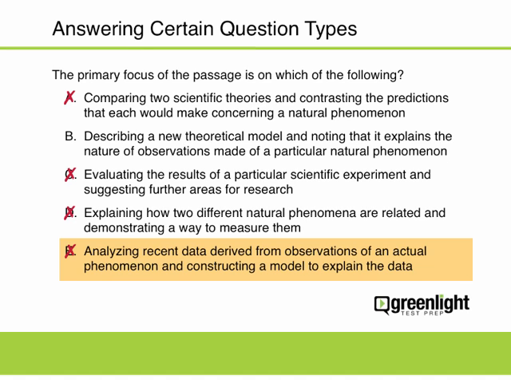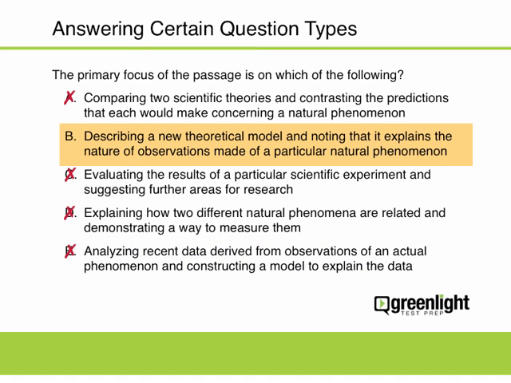This leaves us with answer choice B. Notice that this answer choice encapsulates the entire passage. It mentions the computer model from the first paragraph, the natural phenomenon from the second paragraph, and the observations from the last paragraph. As such, it's the best answer.